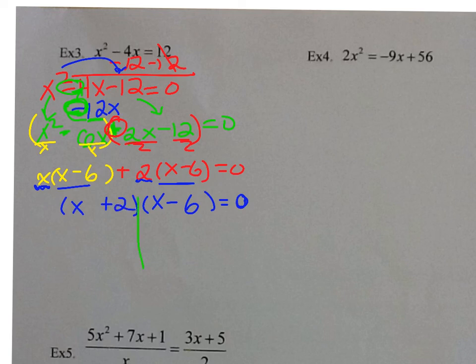All right, make your t-chart. Set each one equal to 0. X plus 2 equals 0. X minus 6 equals 0. On the left, minus 2. X equals negative 2. On the right, add 6. X equals positive 6. All right, let's take a look at number 4.